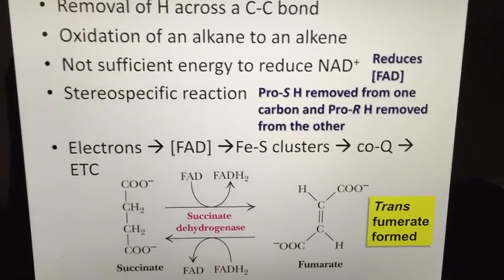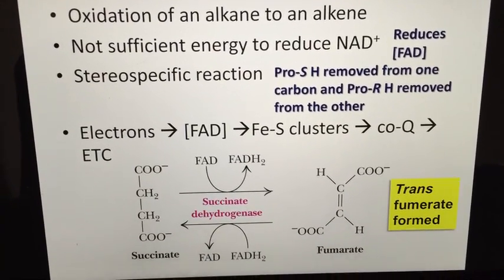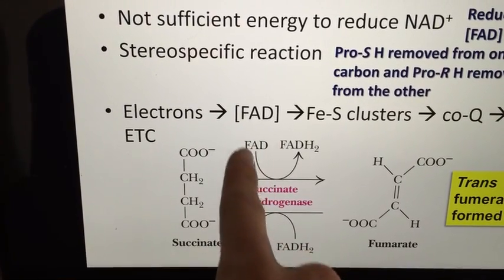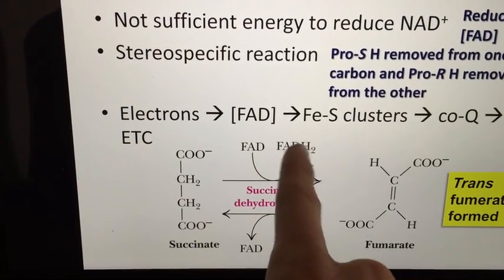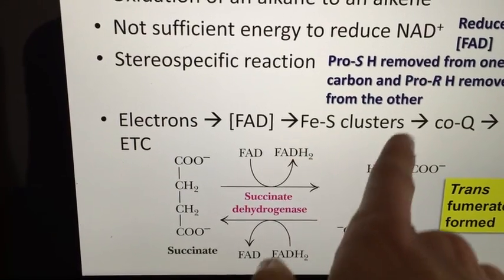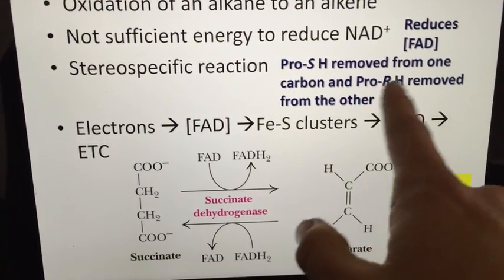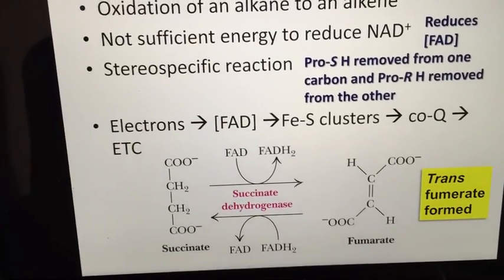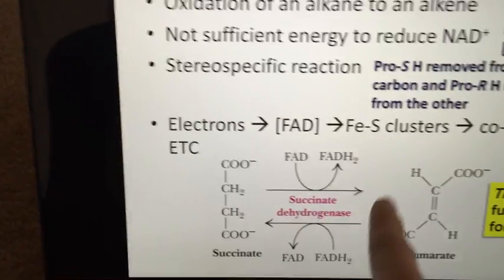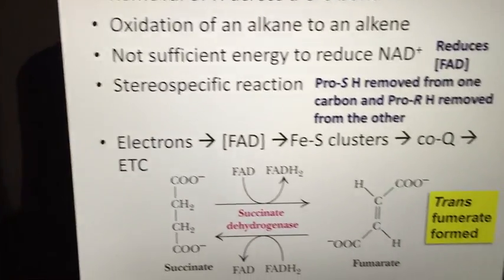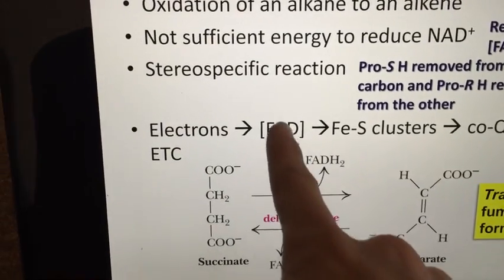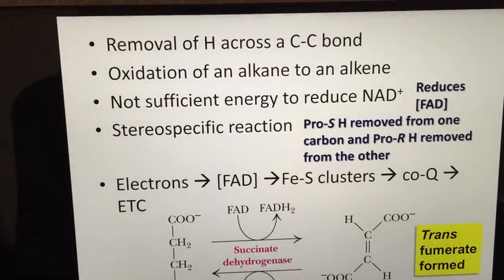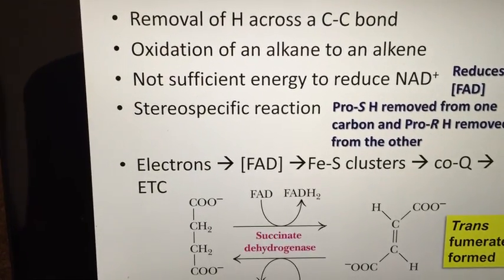So what happens? These electrons go from succinate to FAD to form FADH2. Then they go from FADH2 to iron sulfur clusters to coenzyme Q, and that happens in the electron transport chain, as we shall see. And that is how succinate dehydrogenase is linked to the electron transport chain, because it is covalently bound to this FAD, which is going to send electrons directly to the electron transport chain.